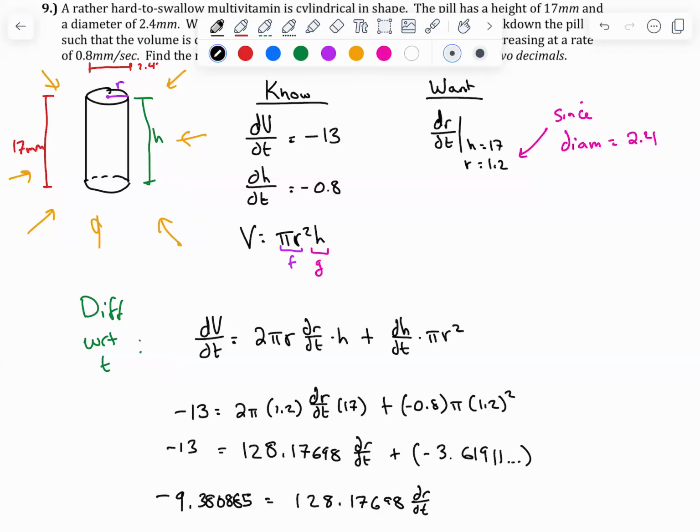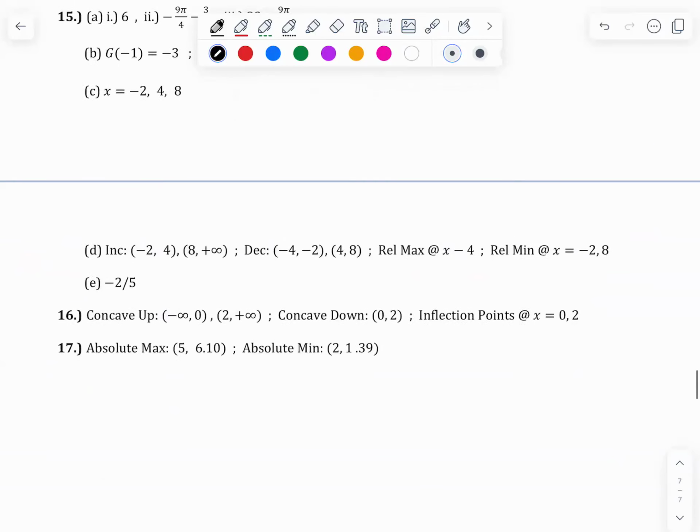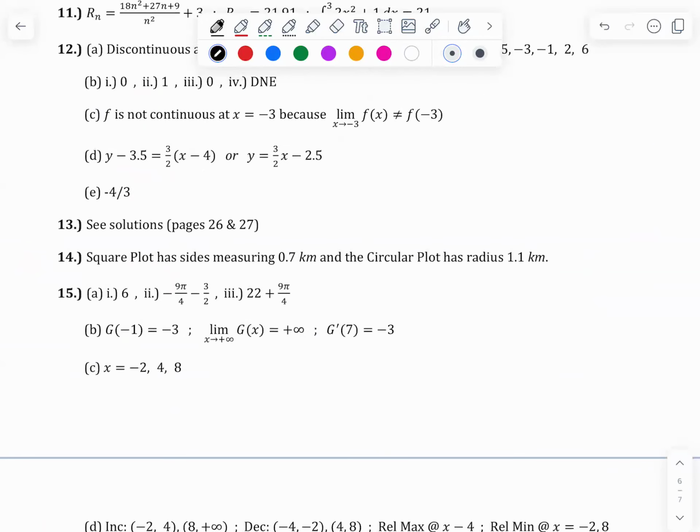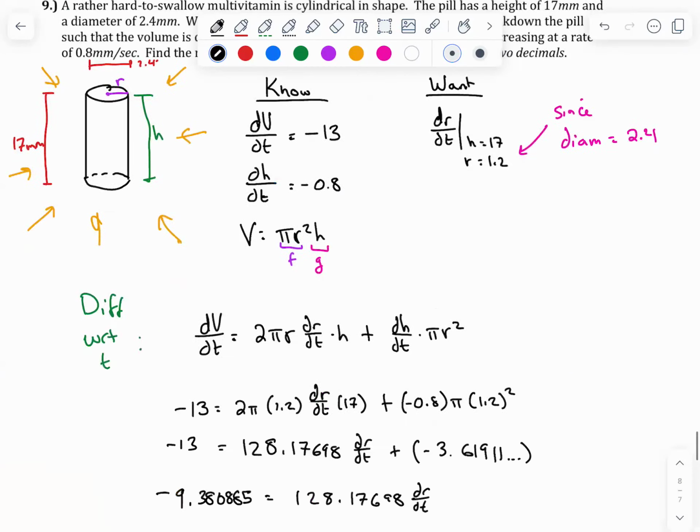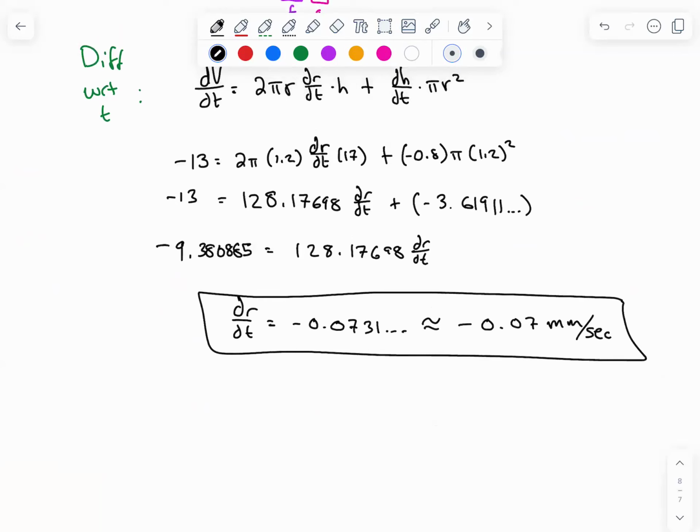So this is actually correct. The answer key is wrong. I accidentally put positive 0.8 instead of negative 0.8 in the solution guide. So that would change completely everything. So this is the correct answer. Apologies about that.